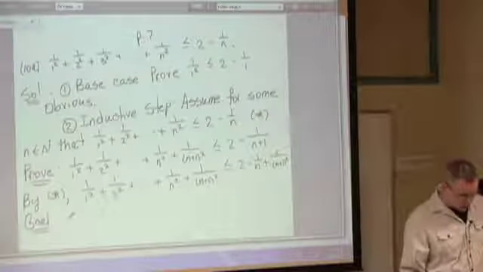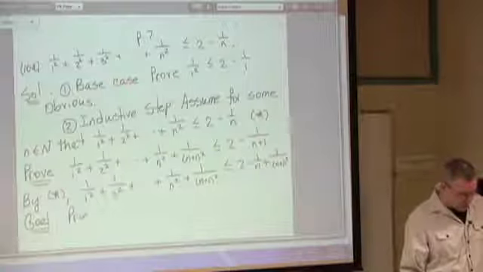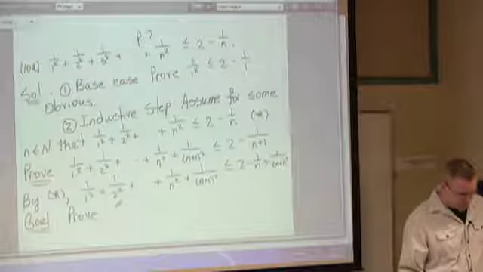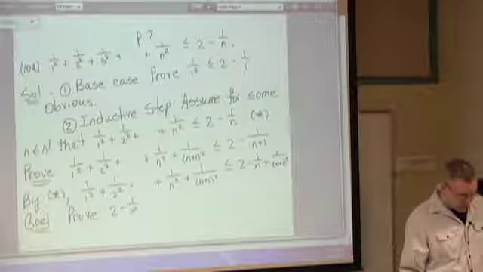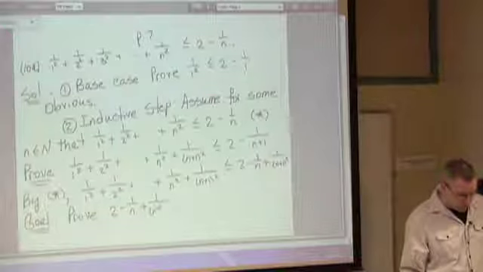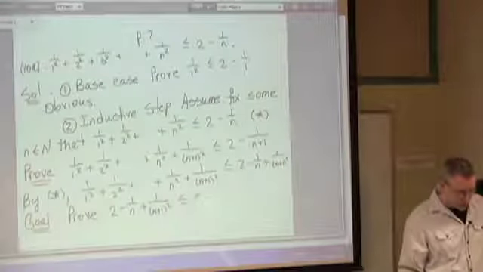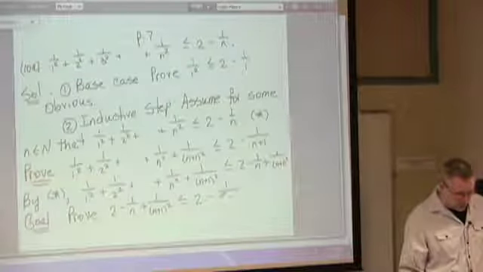So now your goal should be to prove that 2 minus 1 over n plus 1 over n plus 1 squared is less than or equal to 2 minus 1 over n plus 1.